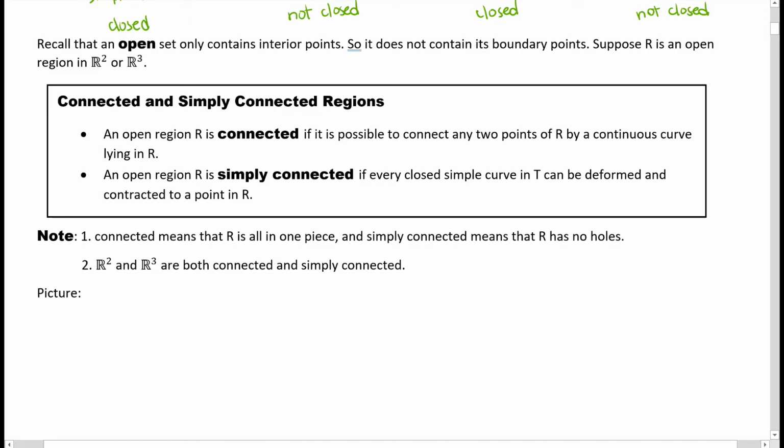Contracted. Okay, so here are some notes. Connected means R is all in one piece. Simply connected means R has no holes. So one piece. Because it's open, let's use a dashed line. So this is connected. And simply connected means there are no holes. If this one has holes, it is connected but not simply connected. R2 and R3 are both connected and simply connected.